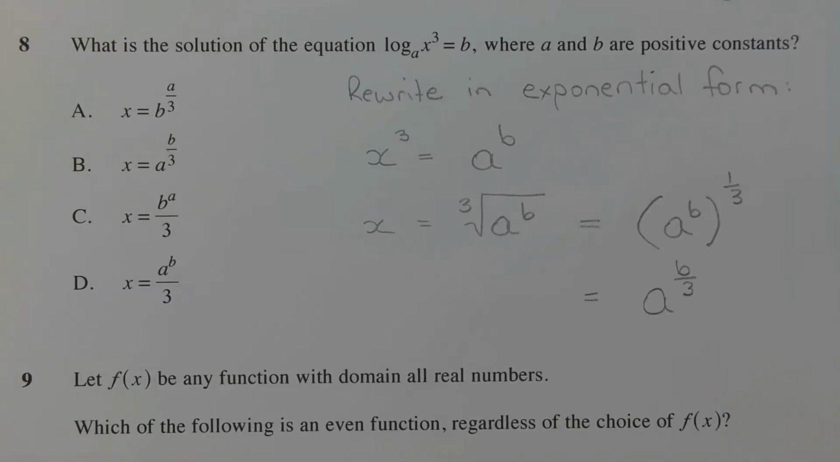And applying the power to a power law, that is multiplying this index here with this index here, b times 1 over 3 is just b over 3. Therefore, x is equal to a to the power of b over 3. Therefore, the answer is option B.